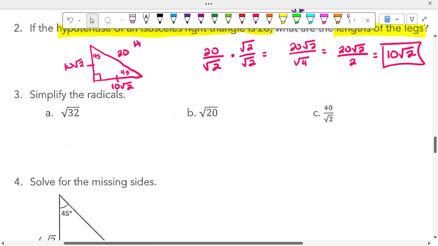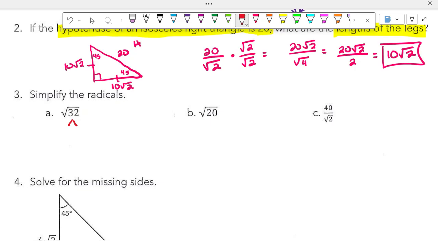Now, let's simplify these radicals. What's the largest perfect square that goes into 32? 16. 16 times what is 32? 2. So I have the square root of 16 times the square root of 2. So what's the answer? 4 square root of 2.